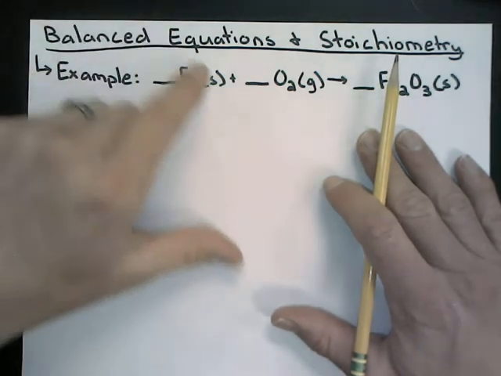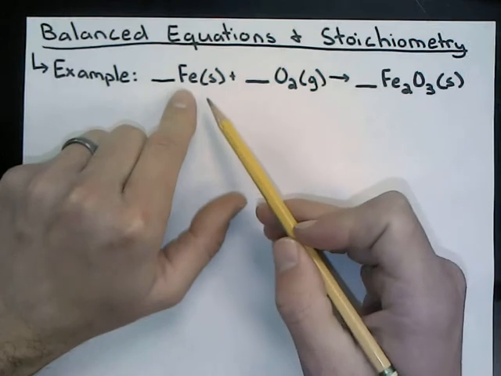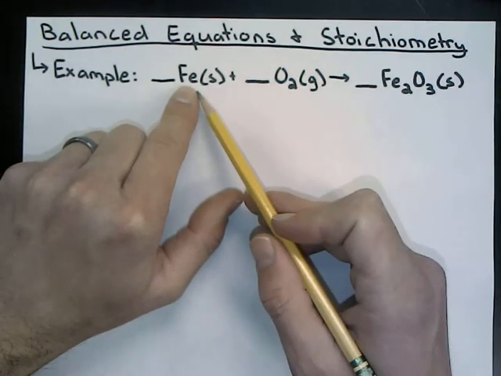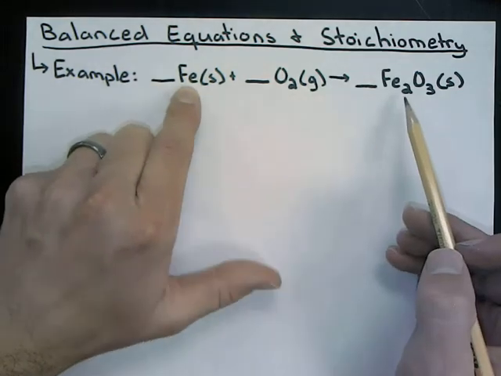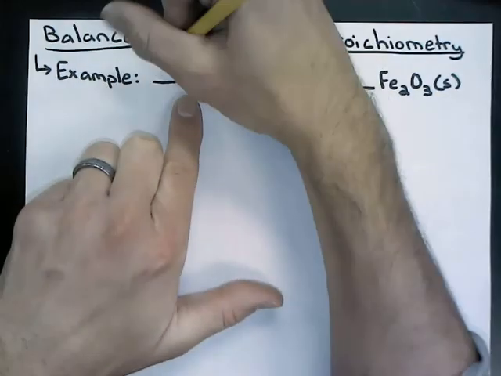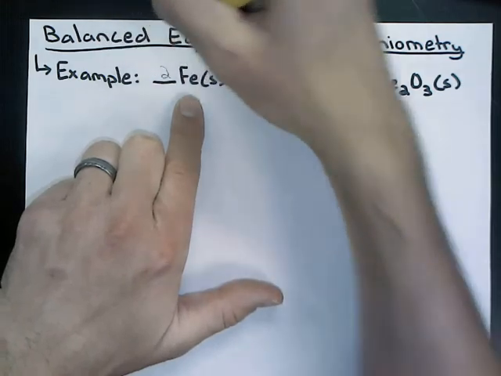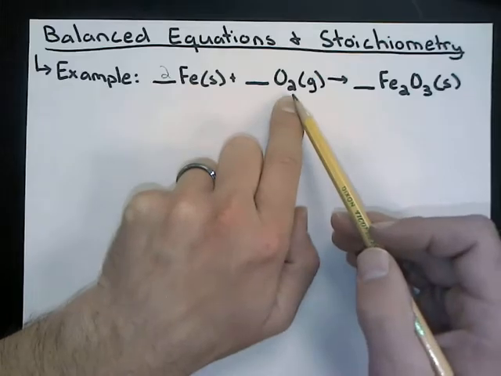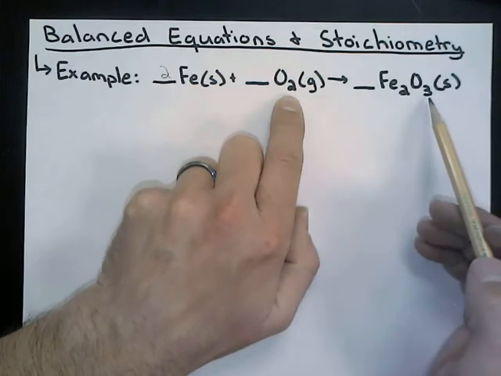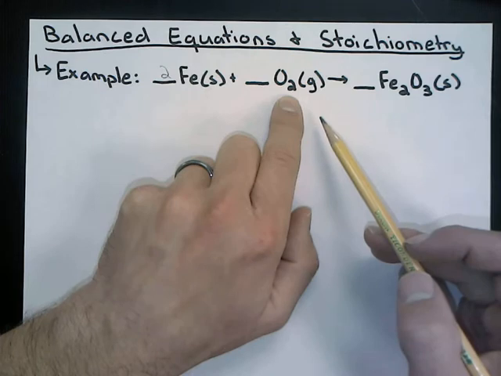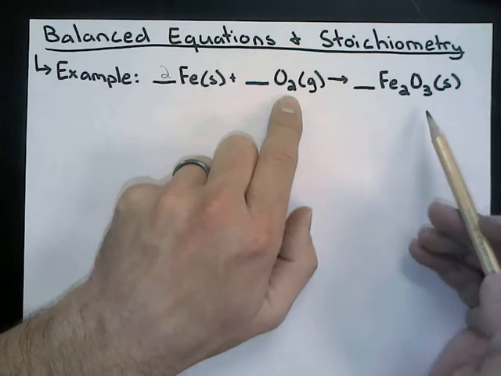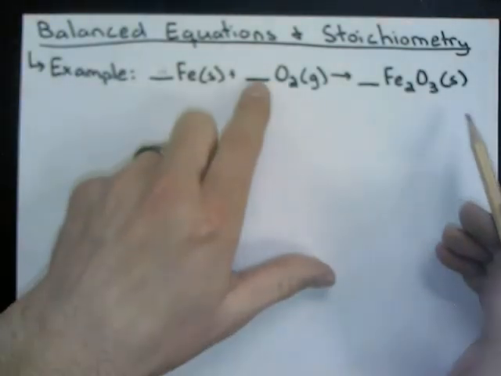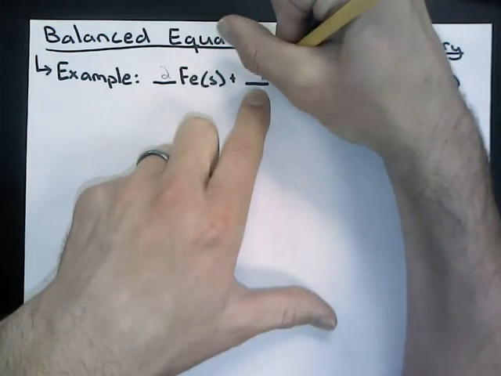So we start out with our iron. We have 1 iron on the left, 2 on the right. Now I'm going to use pencil because we might have to go back and correct that. So that means we need a 2 out in front. We move to oxygens. We have 2 oxygens on the left and 3 on the right. Well, one is an even number and one is an odd number, and whenever you get this 3-2 combination, the best way to deal with it is to place a coefficient of 3.